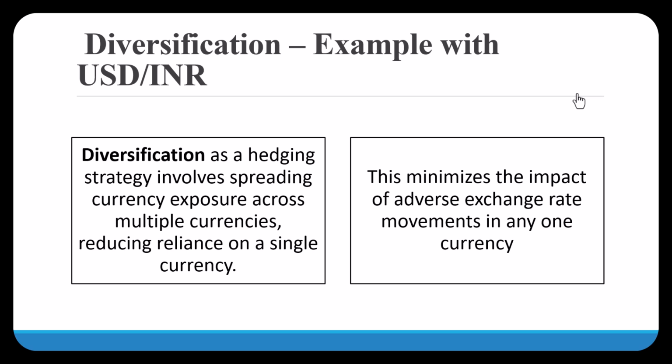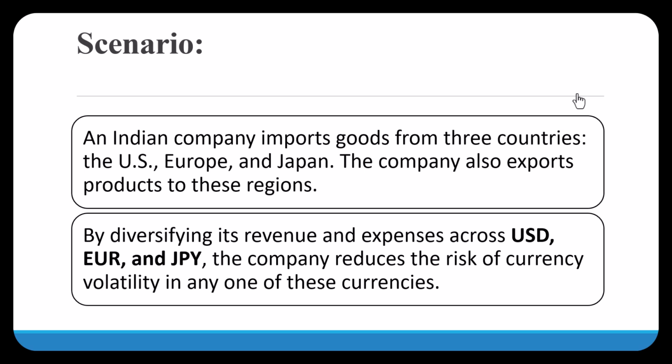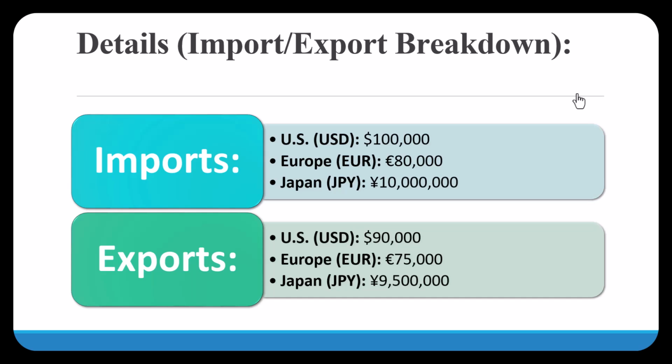So an Indian company imports goods from 3 countries: US, Europe and Japan. The company also exports its products to these regions. By diversifying its revenue and expenses across USD, Euro and Japanese yen, the company reduces the risk of currency volatility in any one of these currencies. Is that okay? Imports, exports. These are some examples through which I have explained.